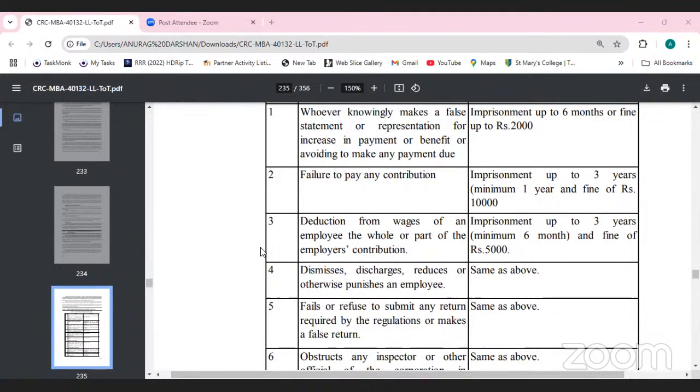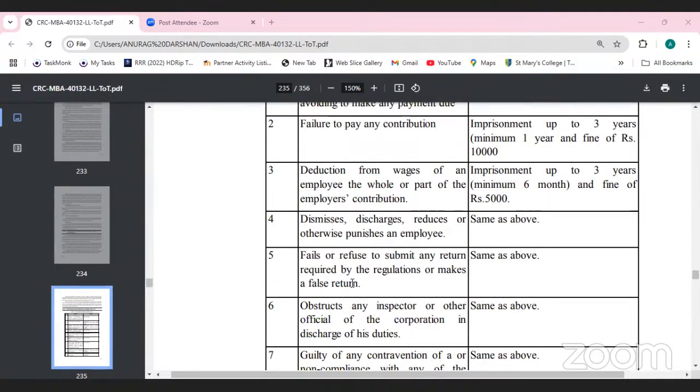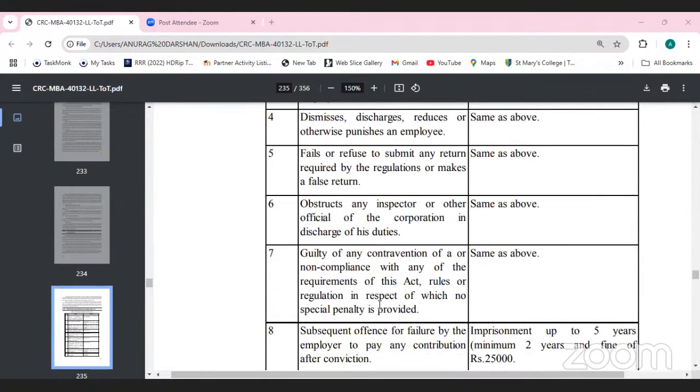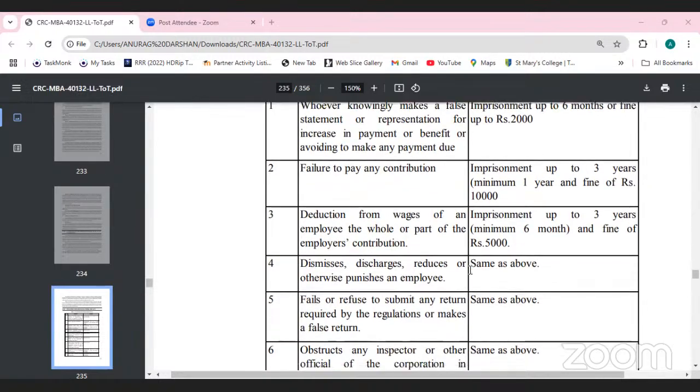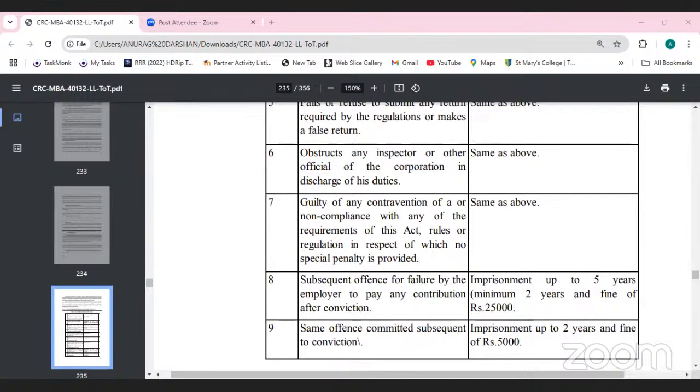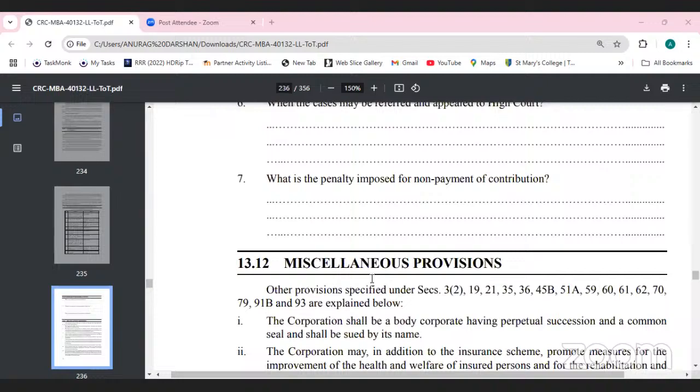The same penalty is there for dismissals, discharges, failing or refusing to submit any return, or obstructing any officer or inspector in entering the premises. And if one is guilty of any contravention, the same punishment applies, that is, 6 months to 3 years of imprisonment and a 5,000 rupees fine. For a subsequent offense, if the offense has been repeated, the minimum is 2 years to a maximum of 5 years of imprisonment and a fine of rupees 25,000. And if the same offense is committed again, then imprisonment up to 2 years and a fine of rupees 5,000.